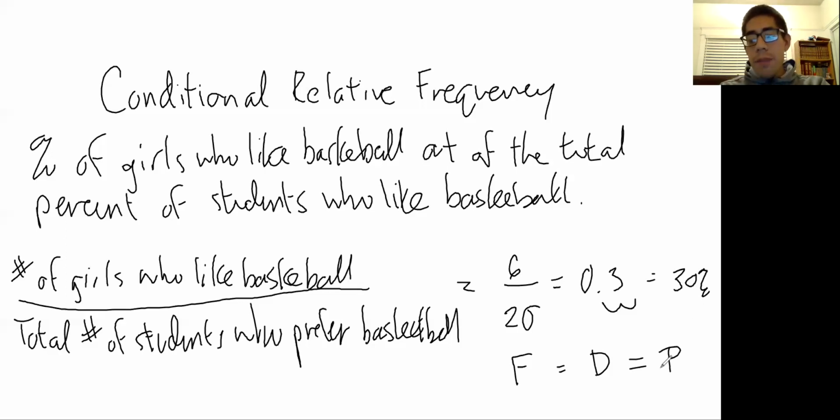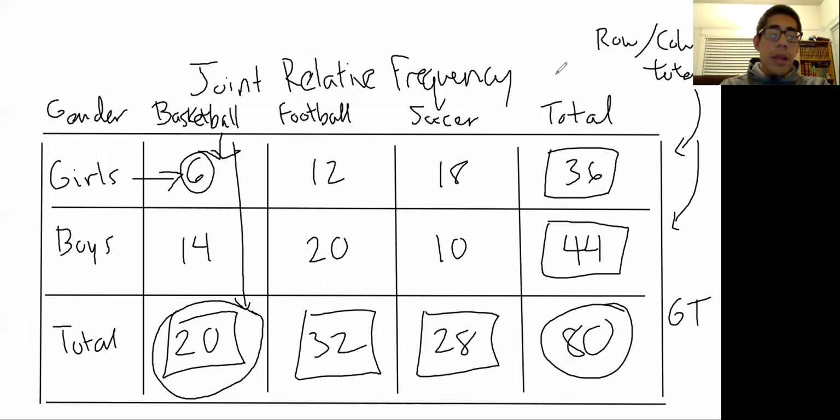That can be hard to picture. So let's go back to the chart here, right? So the number of girls who prefer basketball, we've established as 6, from the previous problem. So I'm going to go ahead and double circle this. That's 6. And I'm going to divide the number of girls who like basketball by the total number of students who prefer basketball. There's a small difference there, but it's an important difference that you're going to have to make.